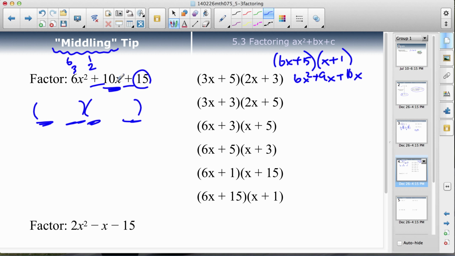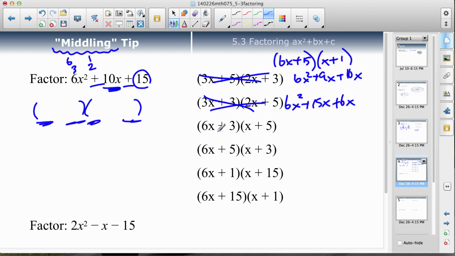9 plus 10 is 19. Can't be this one. Let's try this one. 6x squared plus 15x plus 6x. 15 and 6 is 21. Can't be that one. I wonder if it's any of these.